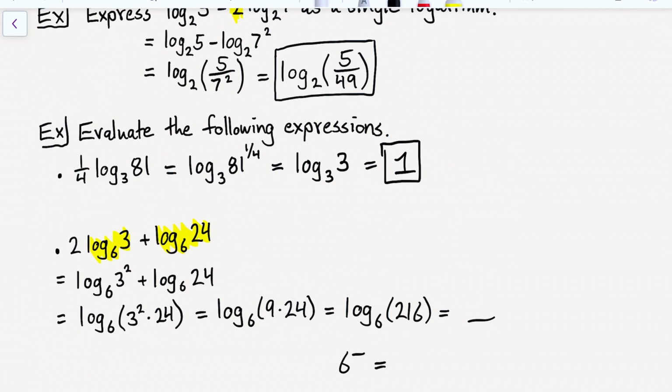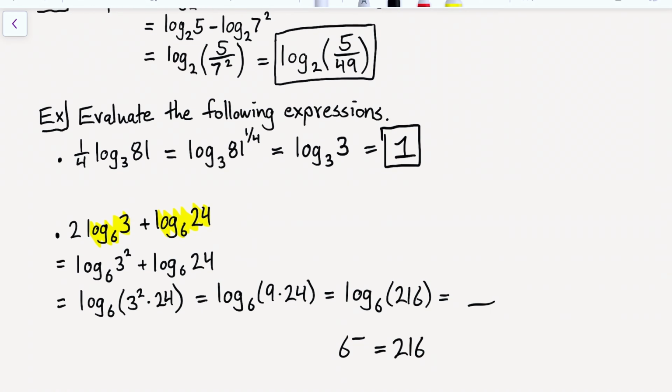And to evaluate this, if this equals some output value, 6 to the power of that output value equals 216. The power of 6 that is equal to 216 is 3. 6 to the third is 216.